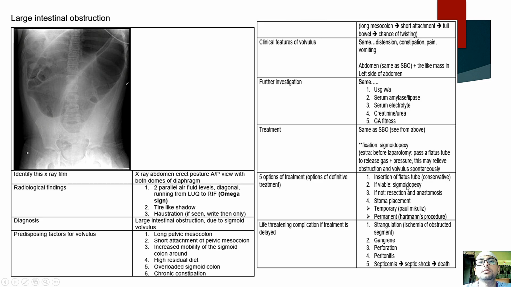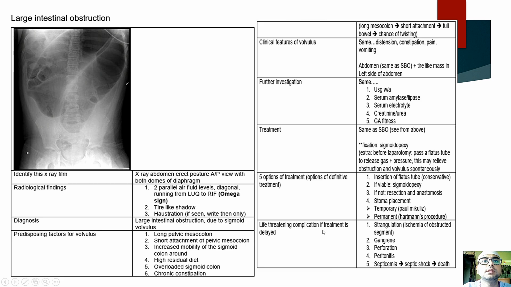Okay, so what are the options here? Sigmoidopexy. If not possible, then dissection and anastomosis, and placement of a stoma, that is a colostomy. It is called the Hartmann procedure. Or sometimes both the proximal and distal ends of the gut are brought outside for a temporary time period. This is called the Paul Mikulicz procedure.